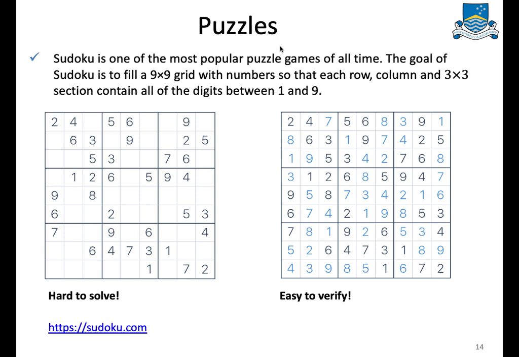So take a Sudoku game. That's the most popular puzzle game of all time. The goal of Sudoku is to fill a 9x9 grid with numbers, so that each row, each column, and 3x3 sections contain all the digits between 1 and 9. So let's say that this is our initial state of the board. Now we want to solve this, to find such digits.